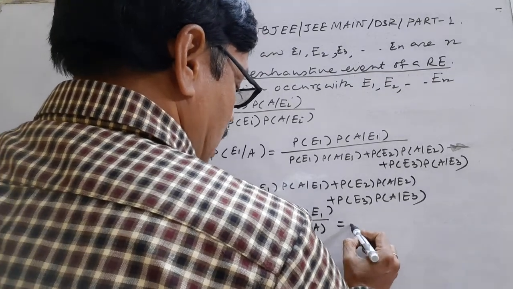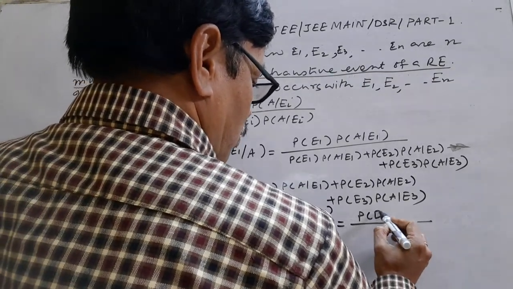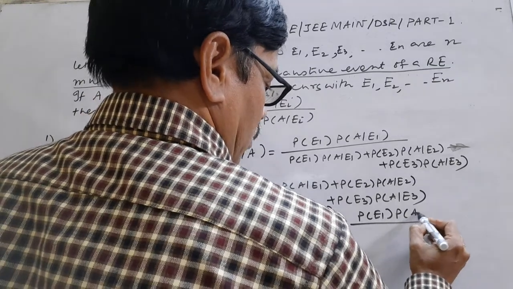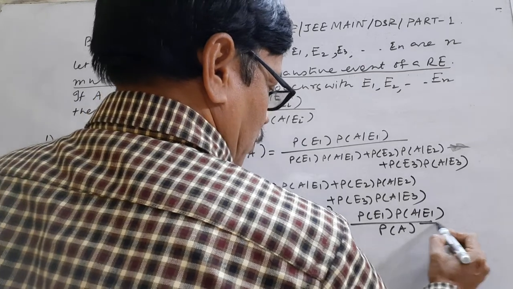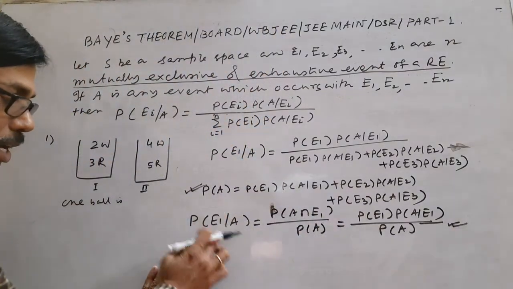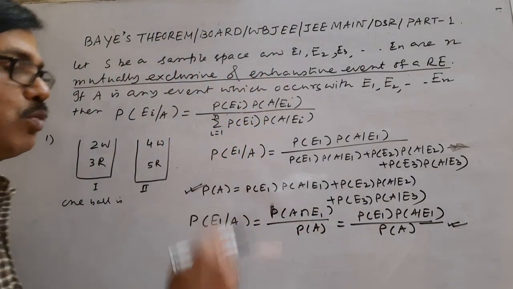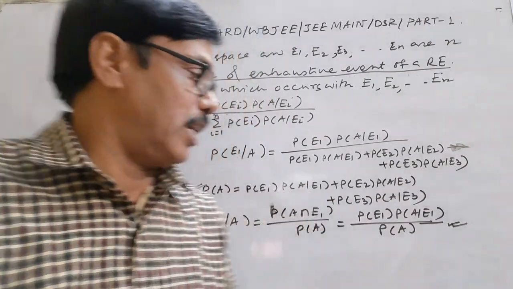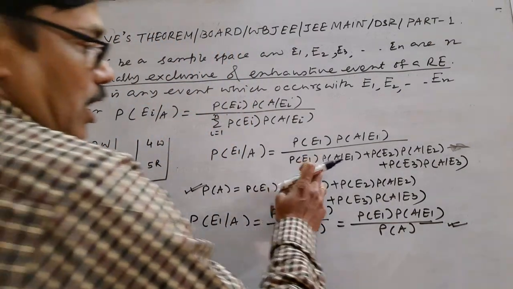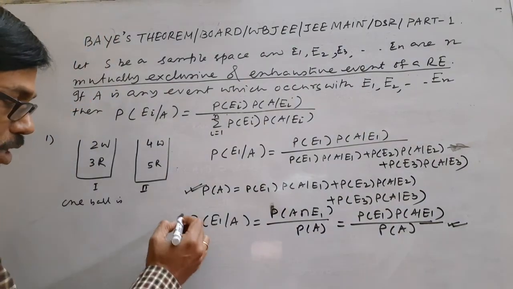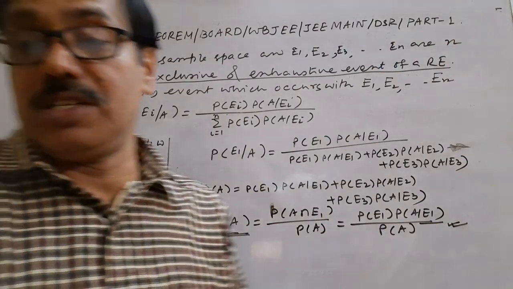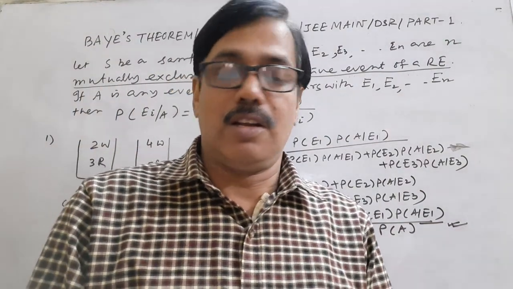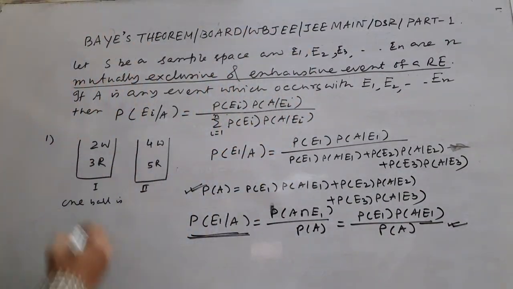Now what is P(A intersection E1)? It is P(E1) into P(A|E1), from the multiplication theorem of probability. So this one is P(E1|A), and similarly P(E2|A), up to P(En|A). The denominator is P(A). This is the extension. We will discuss it with the help of an example.